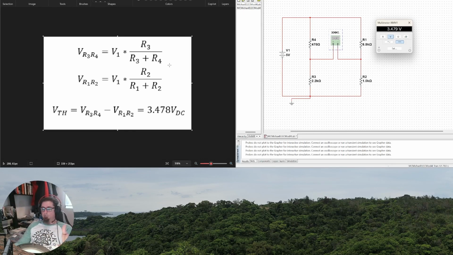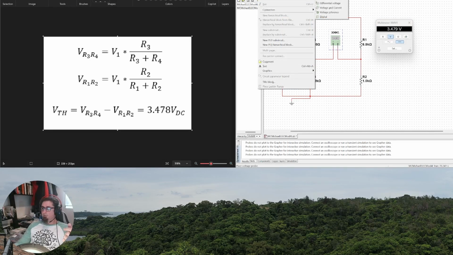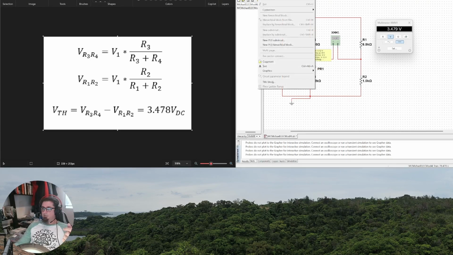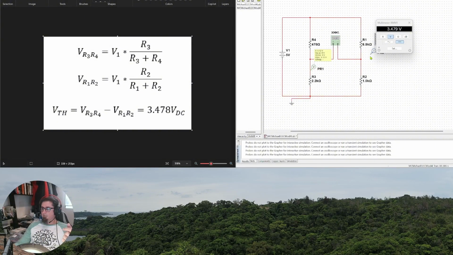Once we get those two voltages, if we can even look at this real quick, if I place a voltage probe across here and here, we take these two voltages and subtract them, and we end up with 3.479. So that's literally what's going on here.